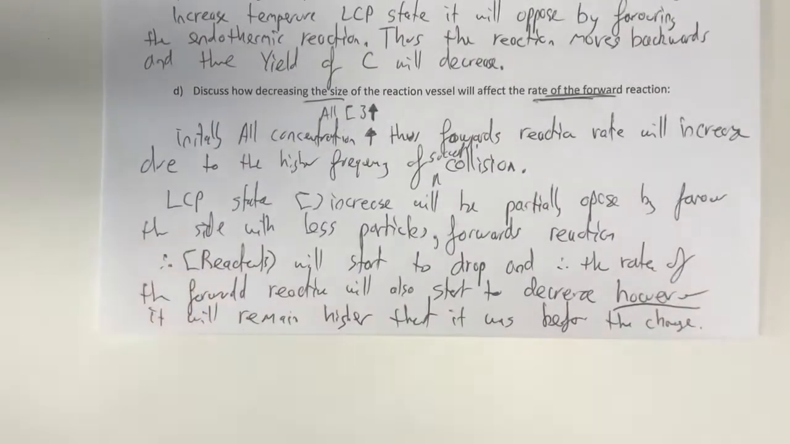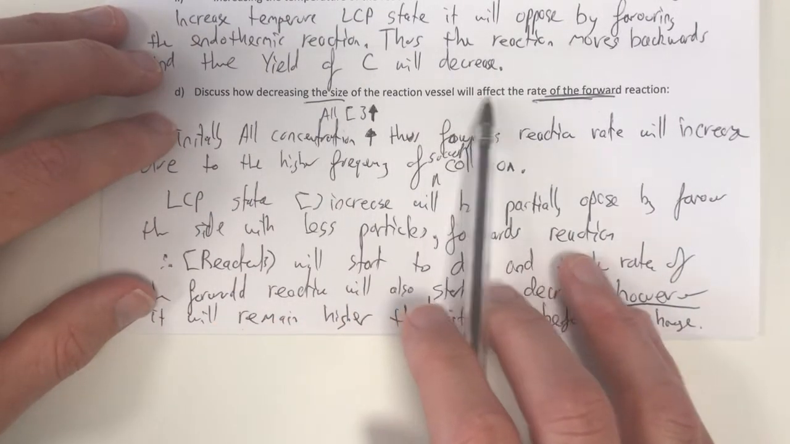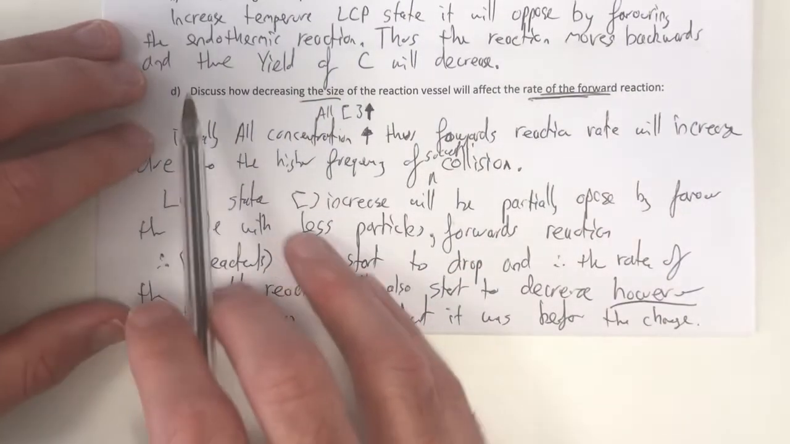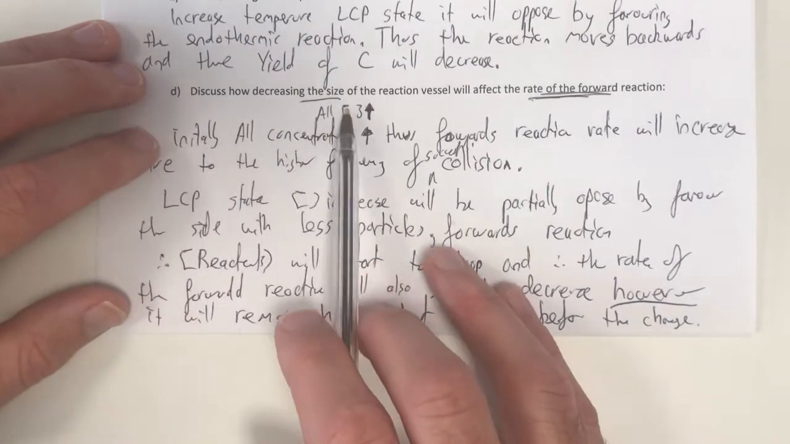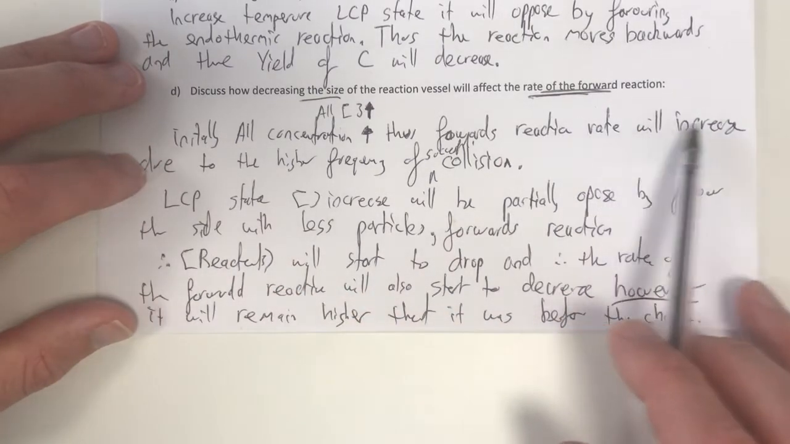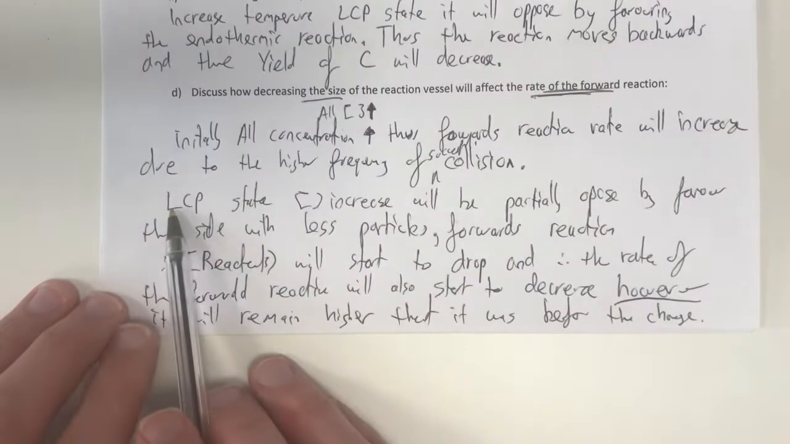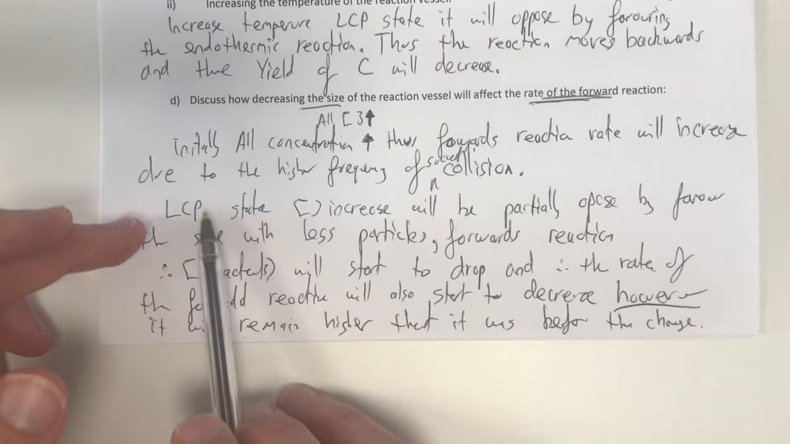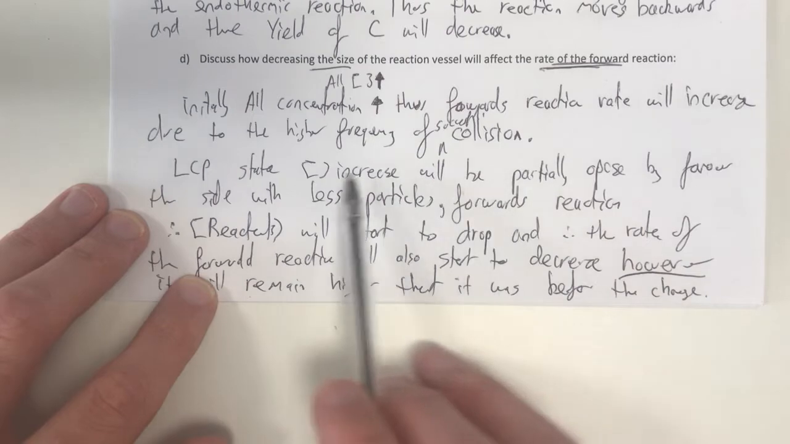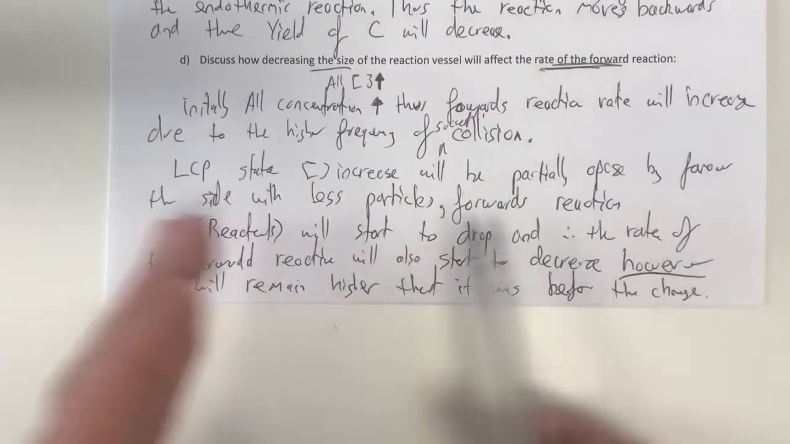Now let's just read through that again and make sure you understand this. So, discuss how decreasing the size of the reaction vessel will affect the rate of the forwards reaction. I need to then discuss what's impacting the rate of our reaction. Initially, the size will decrease, therefore all the concentrations increase. That increases the rate of reaction. That means the rate of the forwards reaction will increase because we're pushing everything closer together. Le Chatelier's principle, which is the second part of my discussion here, will say that the reaction will oppose this increase in concentration by favouring the side with less particles. So therefore that means the forwards reaction is favoured.